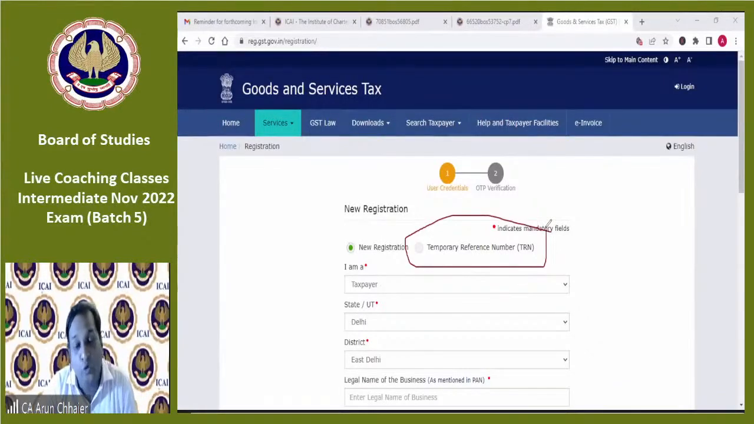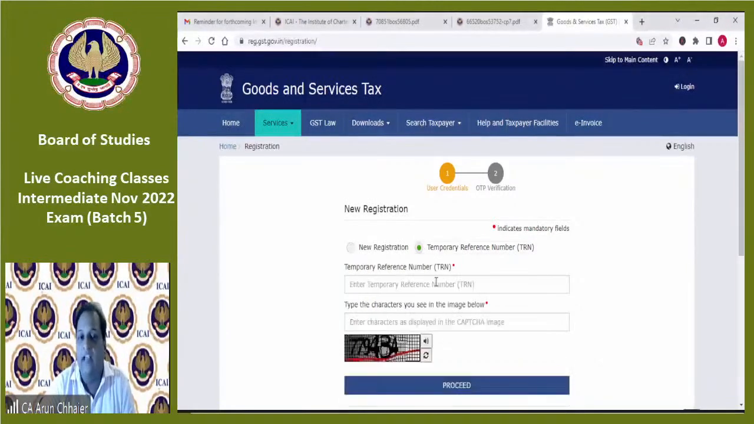What is the use of the TRN? Now, once you receive the TRN, you will click on the TRN, enter the TRN number and captcha, and it will give the OTP. Now this time, the OTP would be the same on mobile as well as email. You need to enter it, then proceed. Once you proceed, then you have to enter the Part B, which needs to be completed within 15 days.